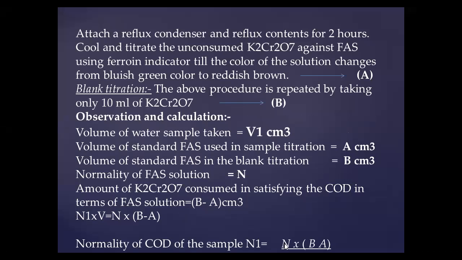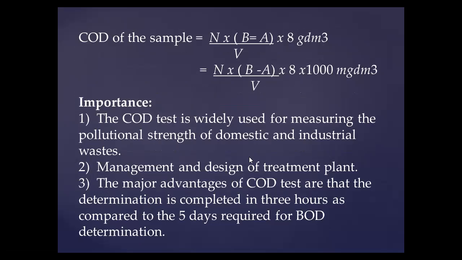Then N is the normality of FAS. B minus A is the difference in the volume of FAS consumed during the blank solution and the sample solution. Then this is divided by the volume we have taken.